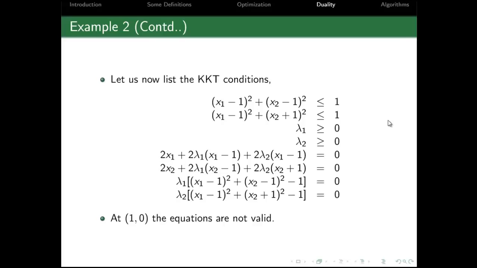We've seen that there's only one feasible point, (1, 0), and at that point these conditions are not valid. You get contradictory answers for lambda 1 and lambda 2 when you try to solve. So the KKT conditions are not valid. But this is tricky. We've already seen that we have an optimal value but KKT conditions are not satisfied. We'll try to see why this is happening here.